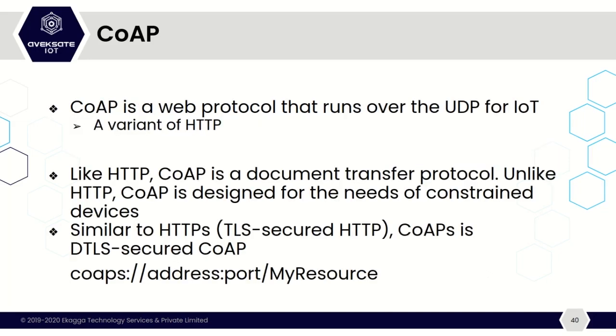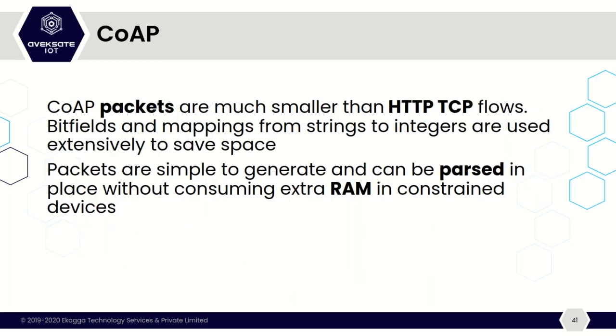If you look at it, it is a variant of HTTP, a web protocol that runs over UDP for IoT, and it is very lightweight in terms of data overhead. It is used for document transfer and is especially designed for CoAP, so the overhead is less. Similar to HTTPS, it also supports TLS. You can use CoAPS, and the format is basically the IP address, then the port, and then your resources. Based on that, you can access the specific resources.